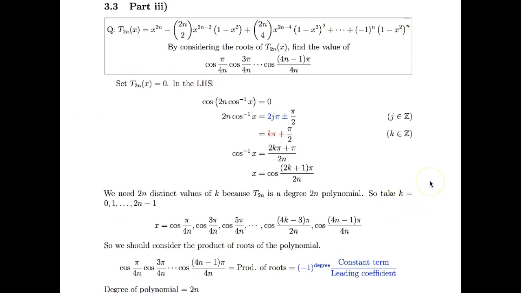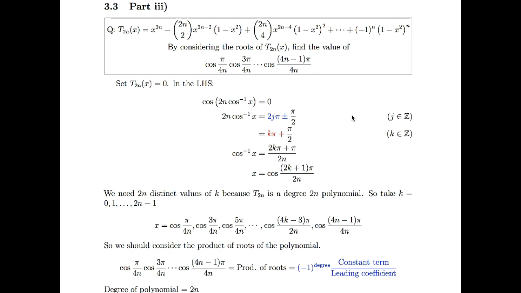Alright, part 3. This was a big bad. We know that T_2n(x) was equal to the cos and the binomial expansion. What we want to do now is to consider the roots of T_2n(x), and then find the value of that. The instant you see that, you should be thinking, oh, it's probably the product of roots. But to actually find the product of roots, that's going to be much harder.